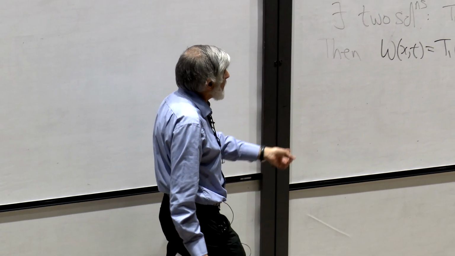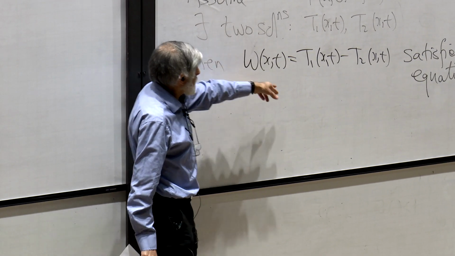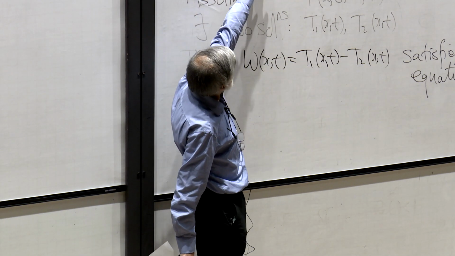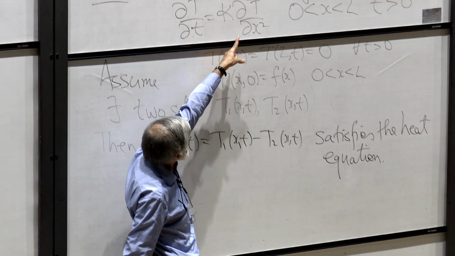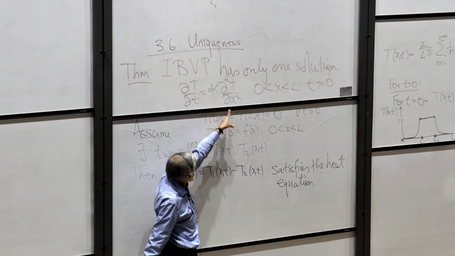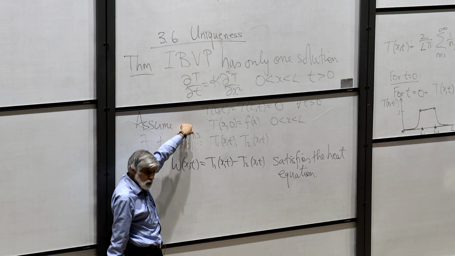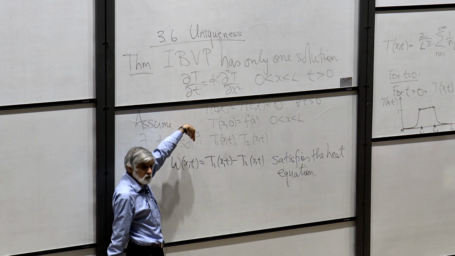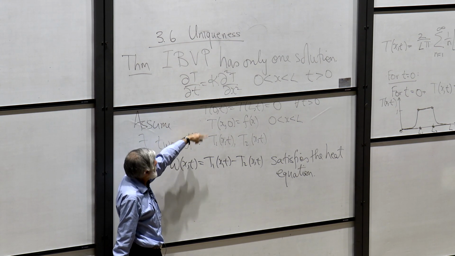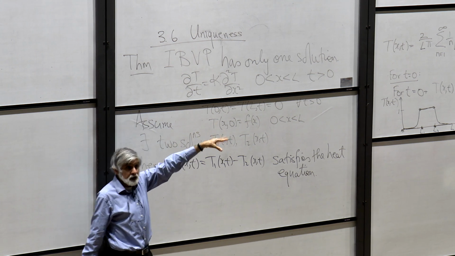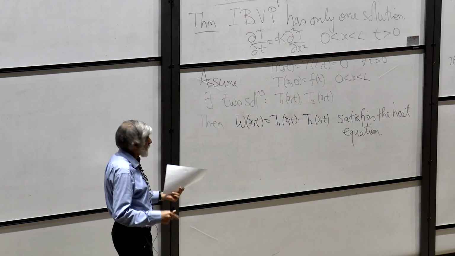Or you can just say, this satisfies ∂T1/∂t equals kappa ∂²T1/∂x². Do the same thing for T2, and then just subtract them. And you'll get ∂/∂t of (T1 minus T2) equals kappa second derivative of (T1 minus T2). So either way, you've got that.